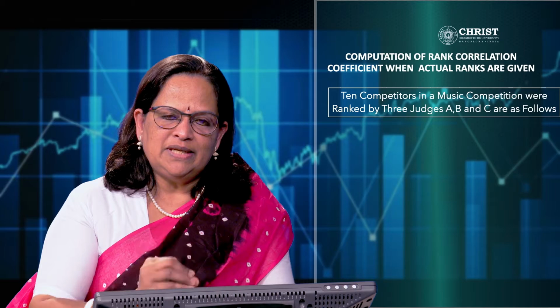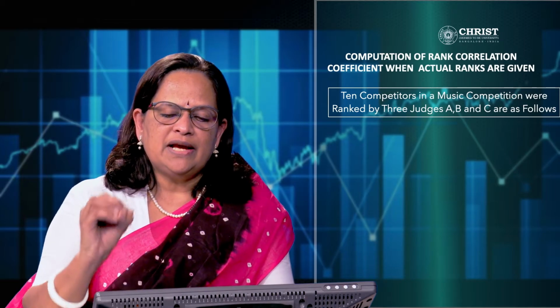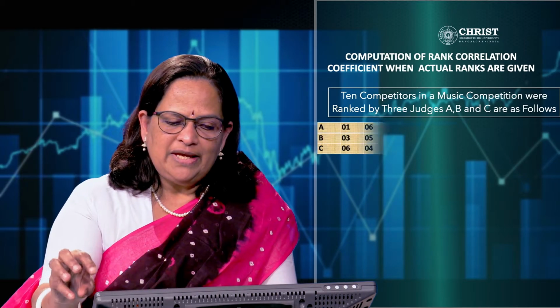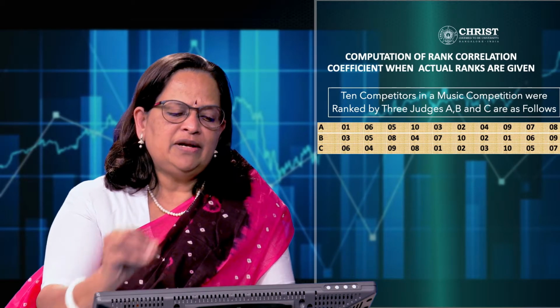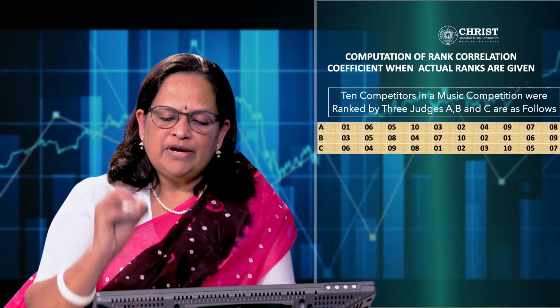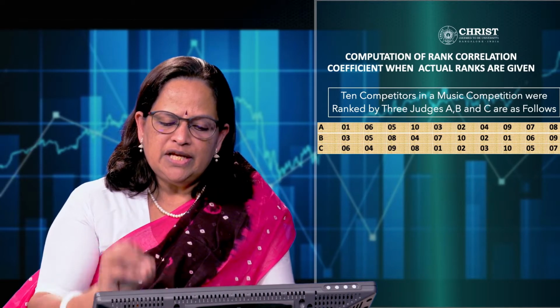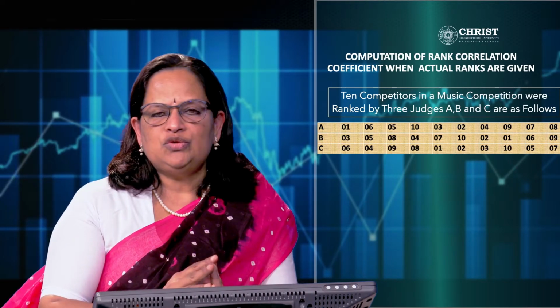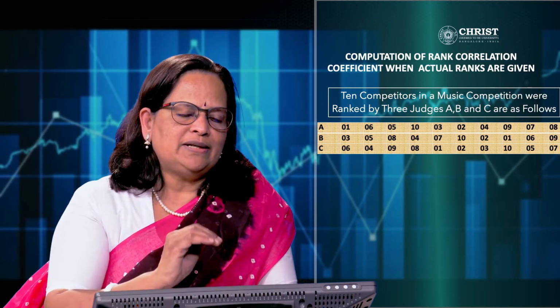10 competitors in a music competition were ranked by 3 judges A, B and C as follows. Ranks given by A are given, B is given and C is given. Using rank correlation, find out which pair of judges have the nearest approach to common taste in music. A ranks we will denote as R1, B we will denote as R2 and C we will denote as R3.